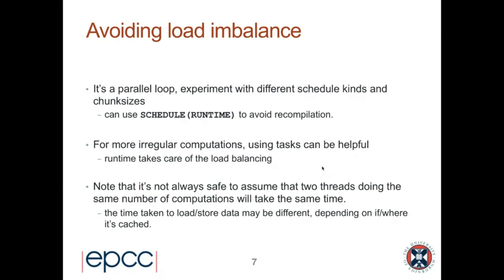Just as an aside, it's useful to keep in mind that it's not always safe to assume that two threads doing the same number of computations will actually take the same amount of time. We tend to assume that if two threads are executing the same bit of code or going through a loop the same number of times, then that's going to result in the same execution time. That may not be true because, for example, the time taken to load and store data in two different threads may be different depending on whether or where that data happens to be cached. So the memory system can affect the performance, as well as just counting the number of instructions executed by each thread. Two threads might execute the same number of instructions, but one thread may have more cache misses than the other and therefore take longer. That's a potential source of load imbalance, even though if you look at the code, it appears that the threads are doing the same thing.